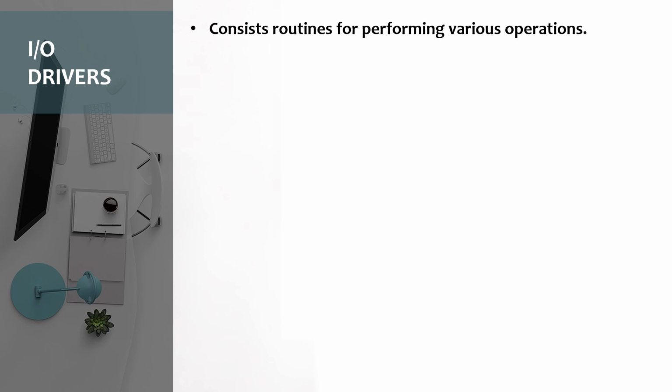Okay, now let's talk about the IO drivers. What is IO drivers? Input output drivers. So what happens when you attach any peripheral device? As we know, it has to communicate with the operating system, and it requires different access, like storage device access, input output device access. So how does all this happen? So we need IO drivers. It consists of routines for performing various operations.